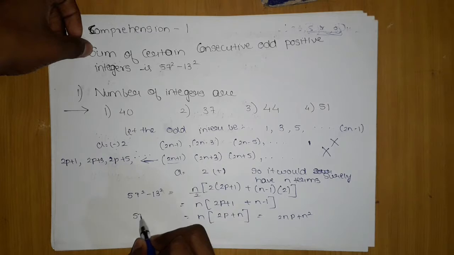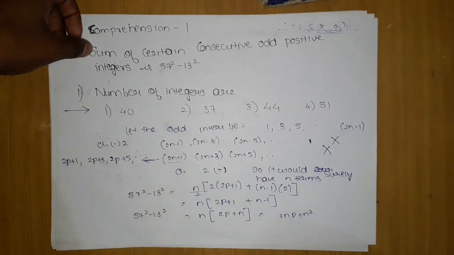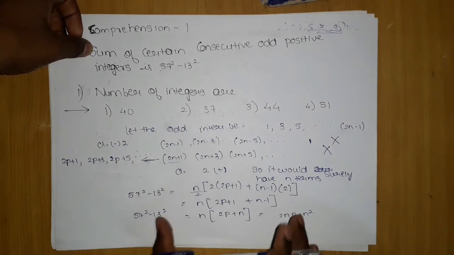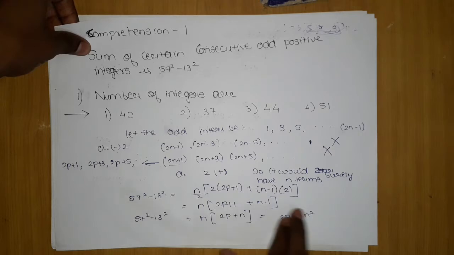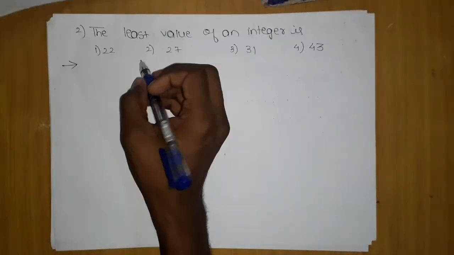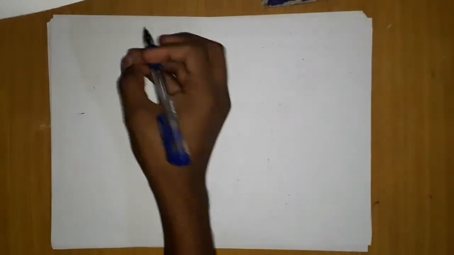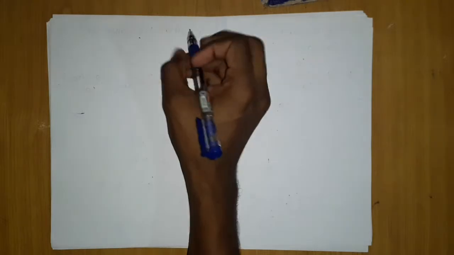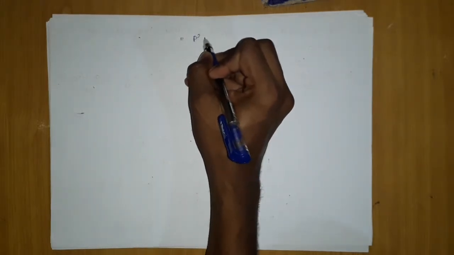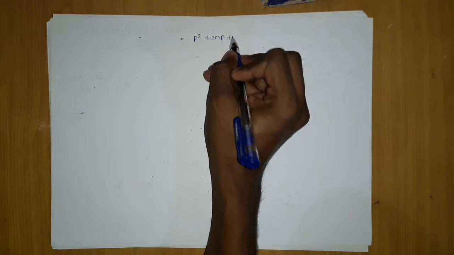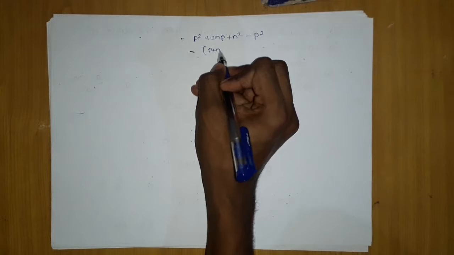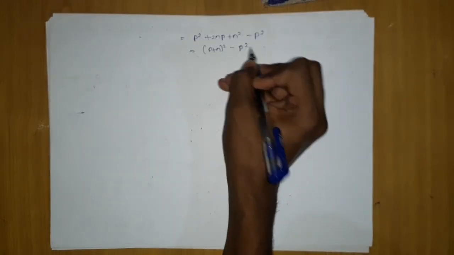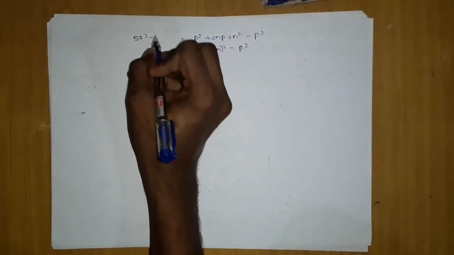And here we have 57 square minus 13 square. Hope till now you have understood; our answer we will get by comparing only. So how can we compare? Here there is no square, so we have to make this a square. To make that, we will do a thing: if I add p square and minus p square, then what I get, if you observe, is nothing but p plus n the whole square, minus p square, and here again 57 square minus 13 square.